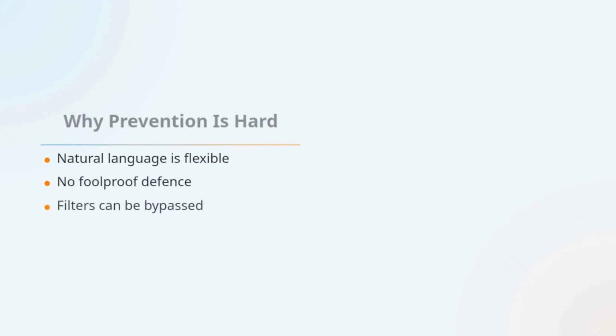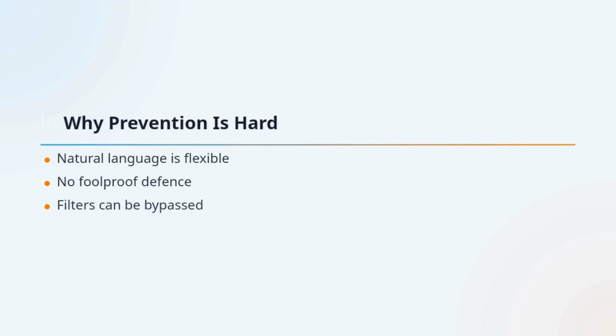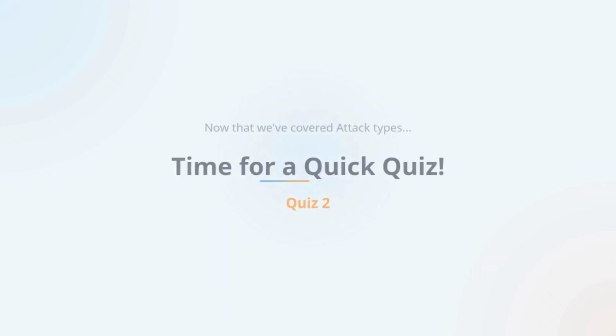Preventing prompt injection is difficult because the attack exploits a basic strength of LLMs, responding flexibly to human language. Strictly limiting inputs can reduce usefulness, but loose controls increase risk. Even AI-based detectors and rule-based filters can miss new attacks or wrongly block safe inputs. Now that we've covered attack types, let's test what we've learned so far. Here's quiz number 2. See if you can get it right.